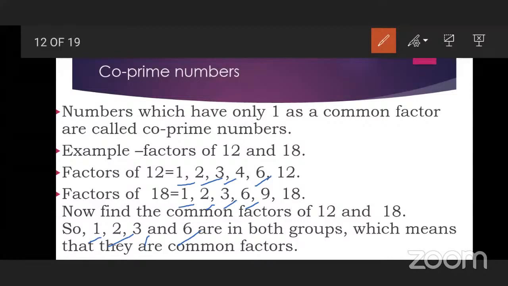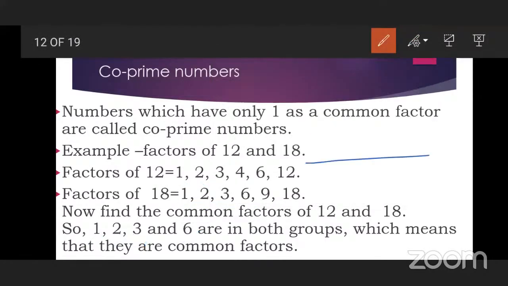But what does our definition say? Numbers which have only one as a common factor are called co-prime numbers. But are these the co-prime numbers? No, these are not the co-prime numbers, because these numbers have more than two factors. So these numbers are composite numbers. But we are learning about co-prime numbers, and co-prime number says that numbers which have only one as a common factor are called co-prime numbers. So see the next example. In that example, you get a clear idea.